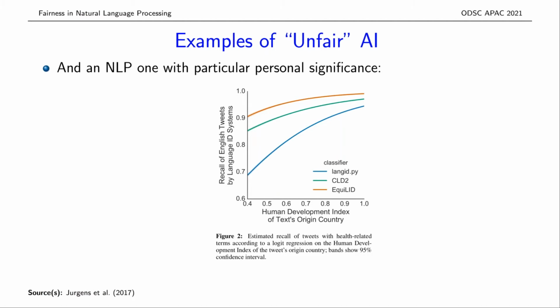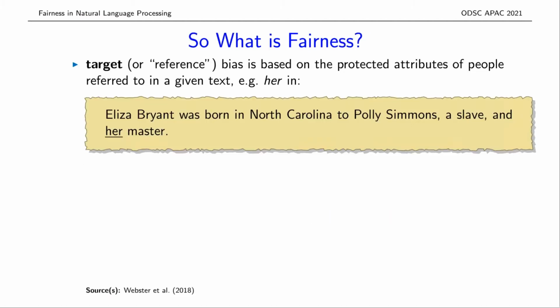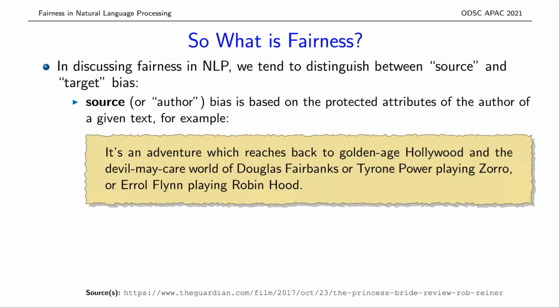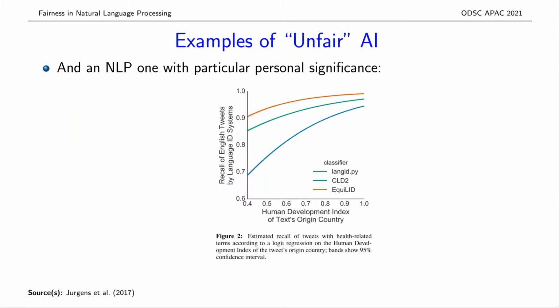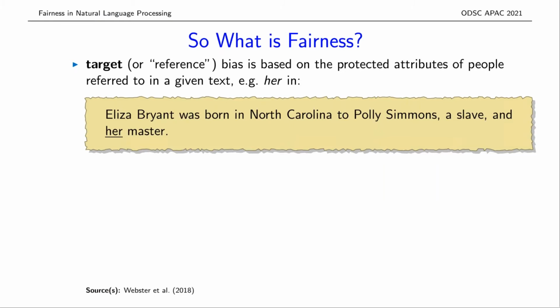Okay, fantastic. Sorry you couldn't see the example before. This is the text that I was showing in terms of the movie review. This was the graph of the fairness relative to Human Development Index. And I was up to talking about target or reference bias. Here it's the individuals mentioned in the text rather than who wrote the text. That's the variable of interest.